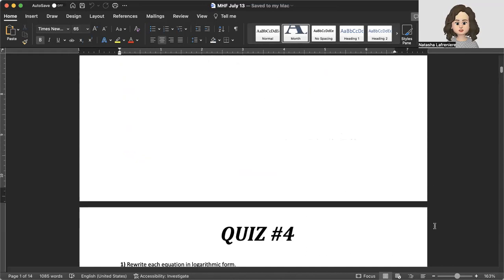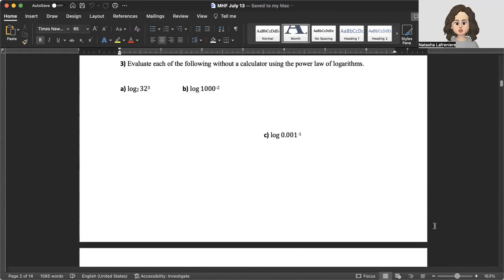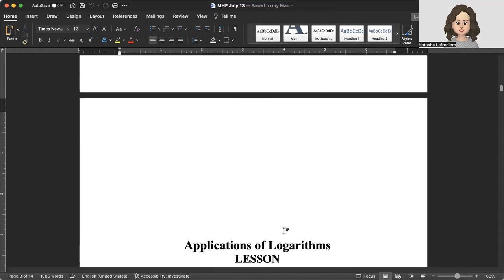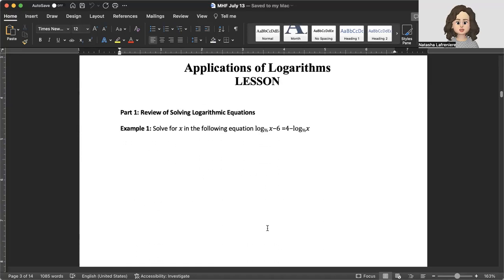So you do have quiz number 4 that's due today on logs. And so you've also got the lesson that has a really large gap here. And for some reason, it's not going to work. That doesn't matter. And so we're looking at applications of log today. I need my marker here. Technology is so fantastic.